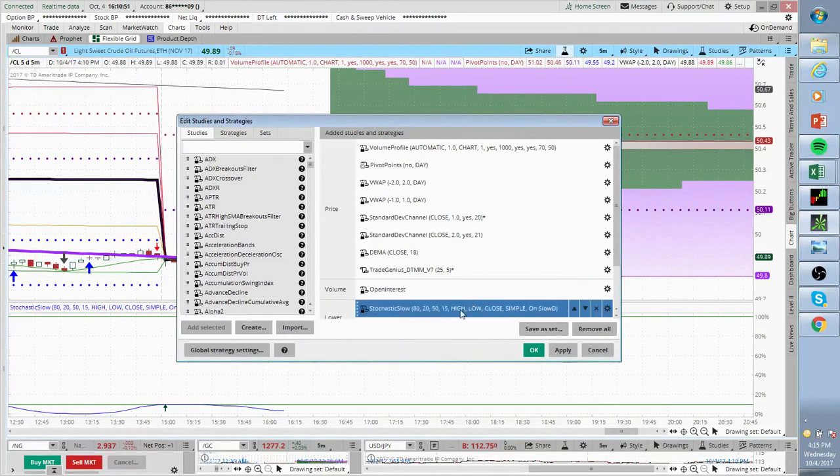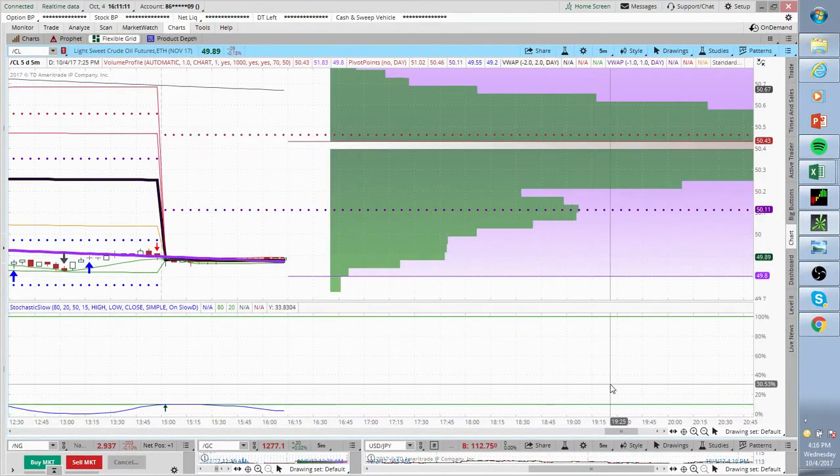And then the last one is on the bottom, I have a stochastic slow setup with 50 for K, 15 for D. And that way it kind of tells me the climate, and I'll get to that when we talk about the trading. So you need to have all these set up, okay? And once you have it all set up, it's going to look like my charts here.